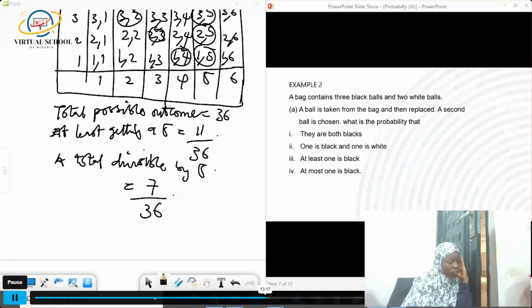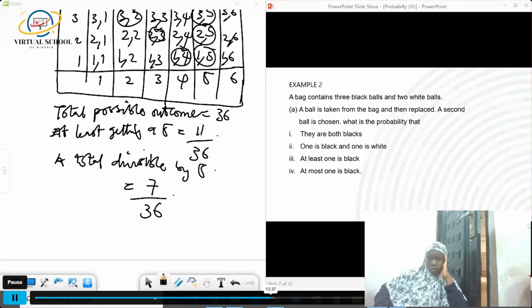Now, let's see how we can use the tree diagram to determine the probability of combined events. For example, the next example, that is example 2. They said a bag contains 3 black balls and 2 white balls. A ball is taken from the bag and then replaced. A second ball is chosen. What is the probability that they are both blacks? One is black and one is white. At least one is black. At most, one is black.